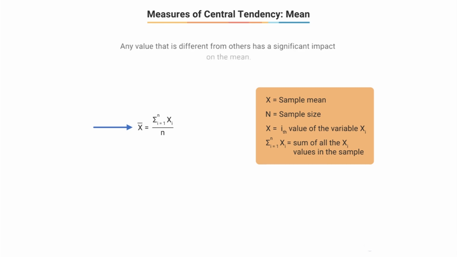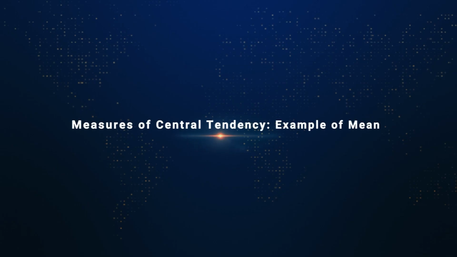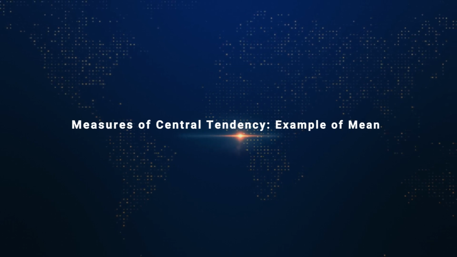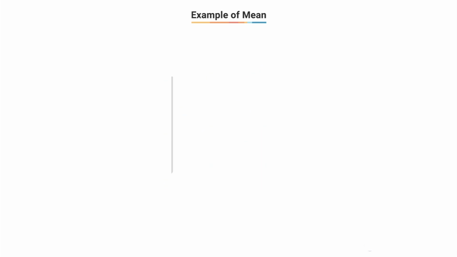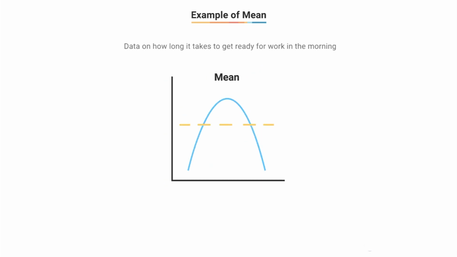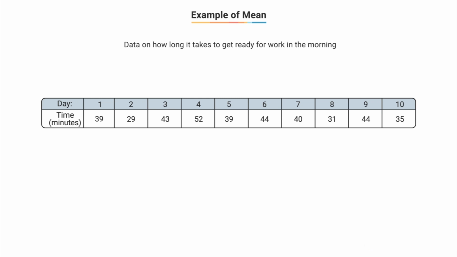Because all the values play an equal role, mean is greatly affected by any value that is very different from others. In this video, we'll go through the examples of the mean. When a set of data contains extreme values, avoid using the mean as a measure of central tendency. As an example of using a sample mean, consider that knowing the typical time to get ready in the morning might help people to better manage their weekday schedules.